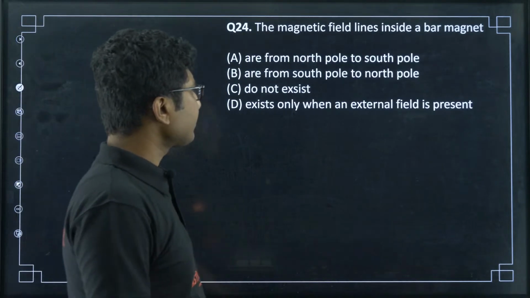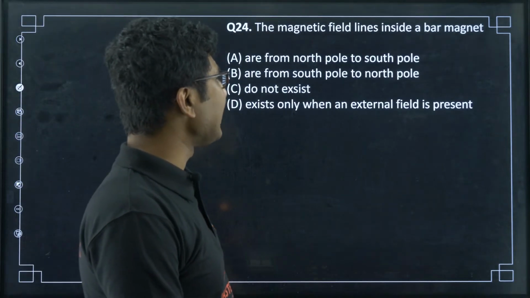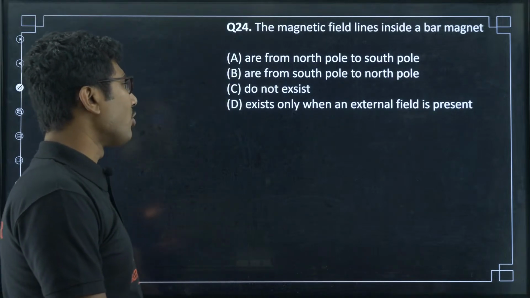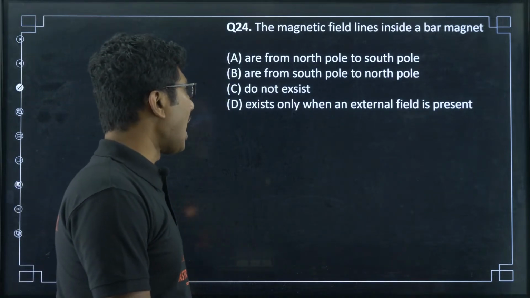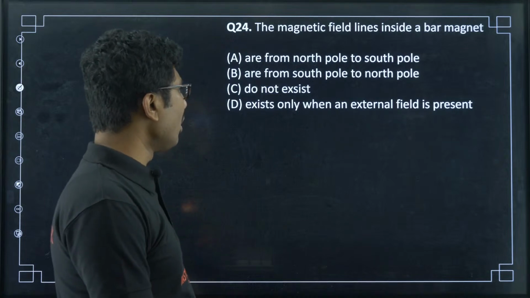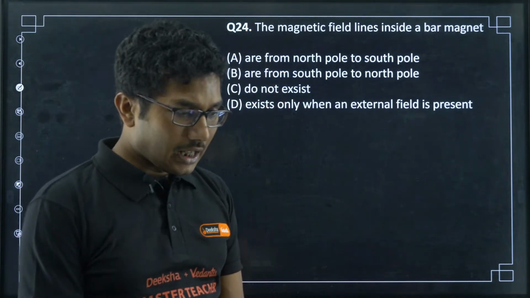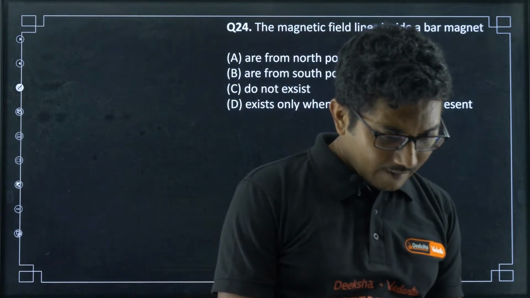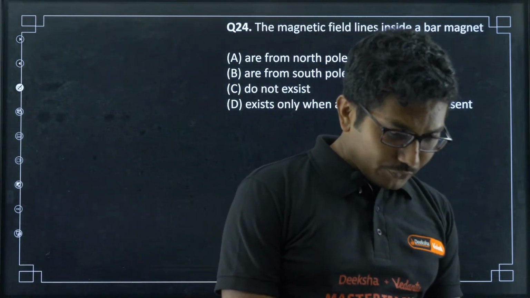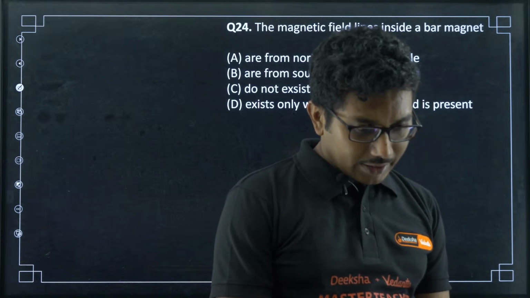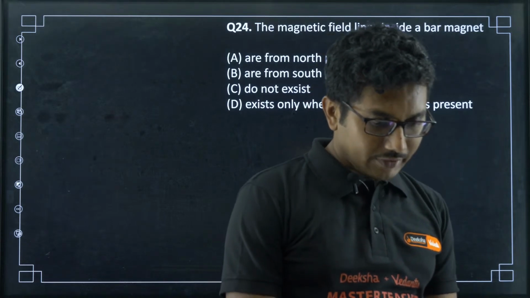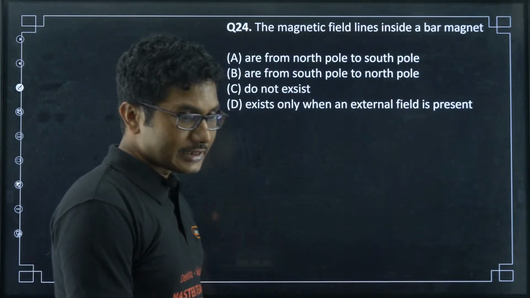Next, the magnetic field lines inside a bar magnet are from north pole to south pole, from south pole to north pole, do not exist, or exist only when an external field is present. Easy question. Yes, all of you are correct. Shaukat Ali, Pradeep, Varija, Shaudamini, everyone is correct. Now let's see this question.